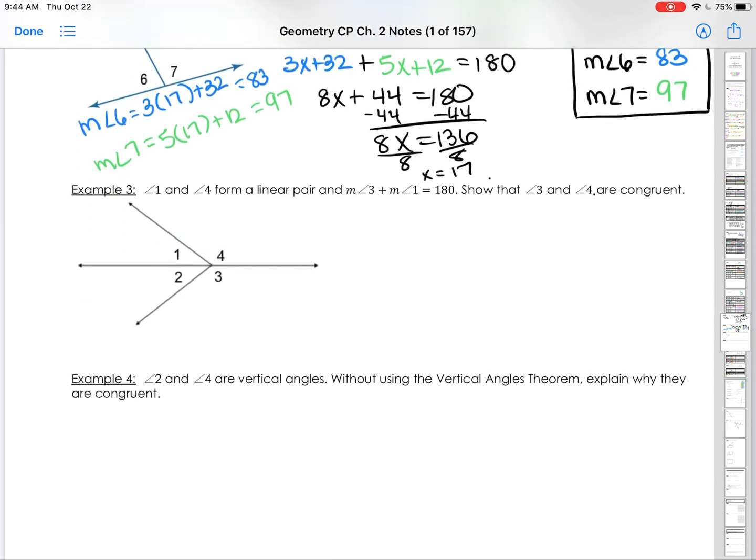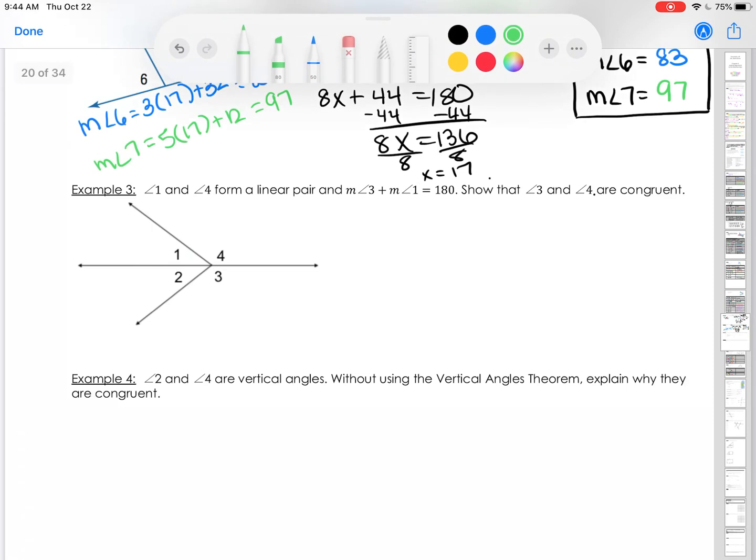Example 3. So it says angle 1 and angle 4 form a linear pair, and that angle 3 and 1 add to 180. We want to show that 3 and 4 are congruent. So if 1 and 4 form a linear pair, that means that they add to 180 degrees, and we see that right here. So we know that the measure of angle 1 plus the measure of angle 4 is equal to 180 degrees. Okay. I also was told right here that the measure of angle 1 and 3 is equal to 180 degrees. Okay. So now what I have to do is use these two pieces of information.